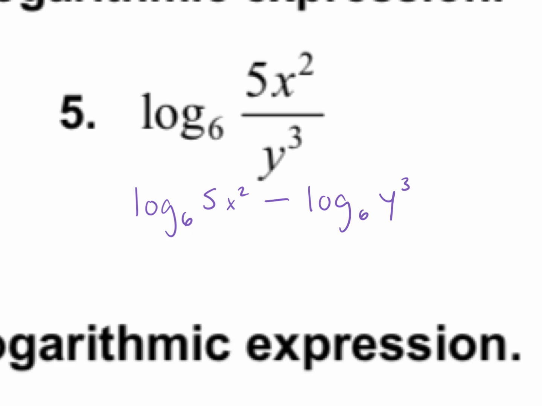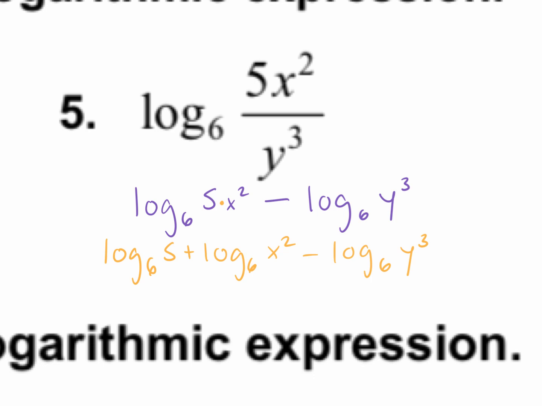Is there anywhere else I need to break it apart here? 5 and x squared are being multiplied. What goes with multiplication? Thank you. Addition. So let's break this apart. Log base 6 of 5. What would come next? Plus log base 6 of x squared minus log base 6 of y to the 3rd power.